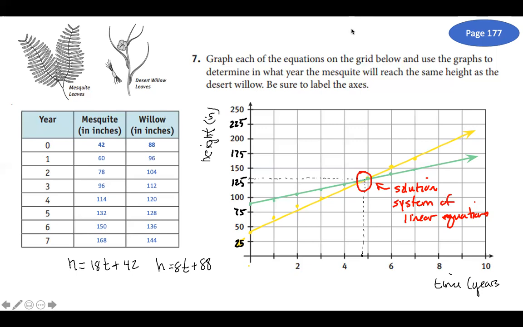System of linear equations: two equations whose variables mean the same thing, but have different slopes and different y-intercepts. To find the solution of the system, we're looking for when both of those equations have the same x and y value, or in this case, the same t and h value.